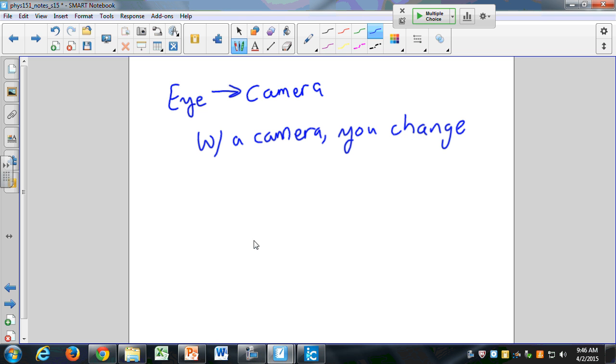So if we were to look at our system, we'd have some object here, a person, and then you'd have your lens, and then you have your film or your detector or whatever, where the image is being projected, and actually the image is upside down, but that's separate right now. All right, and so when we change this, we're actually changing DI. So with a camera, you change the image distance.